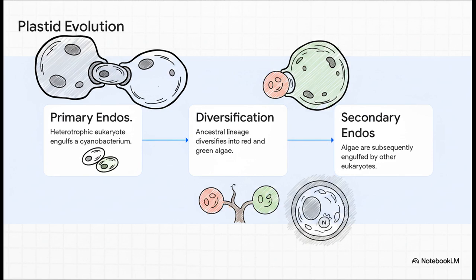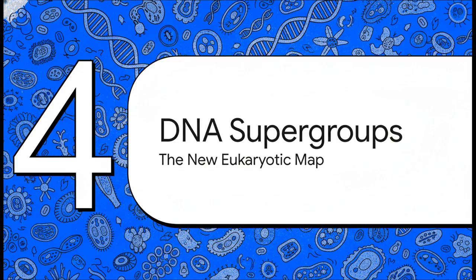Take chloroarachniophytes, for instance. Inside their cells, researchers actually found a tiny vestigial nucleus, called a nucleomorph, just sitting right inside their plastid. And the DNA sequences transcribed from this nucleomorph indicate that the engulfed cell was a green alga. It is literally a fossilized genome nested inside another cell, giving us a perfect molecular roadmap of how entirely new lineages were formed.